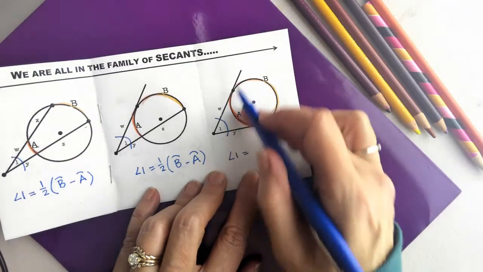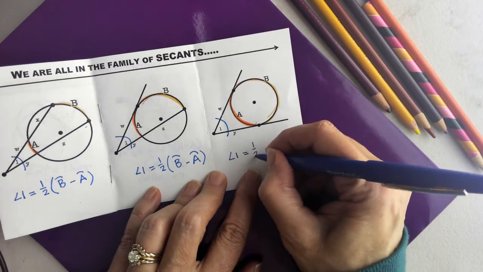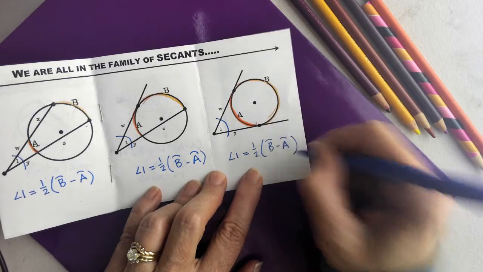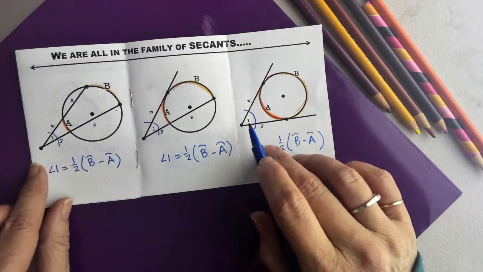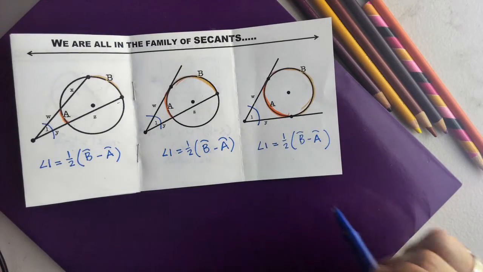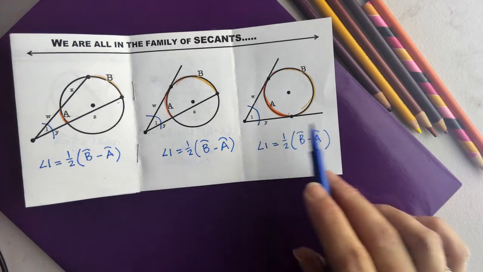And here, even though we have two tangents, it turns out it is still exactly the same formula. Okay, so if your angle's outside the circle like this, you have tangents or secants, it's the same formula all the way across.